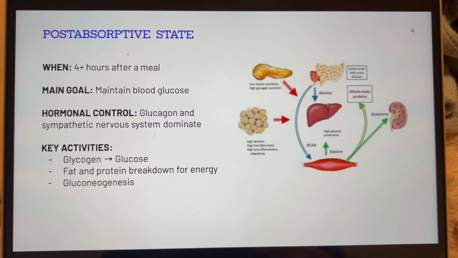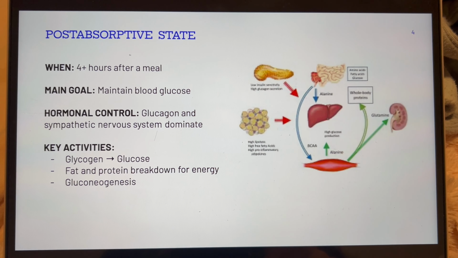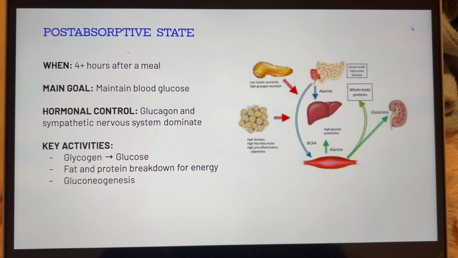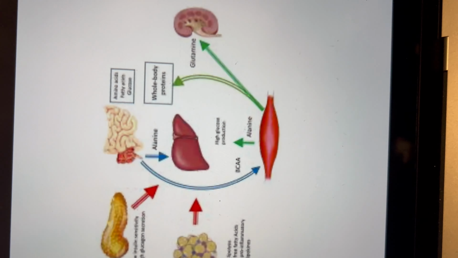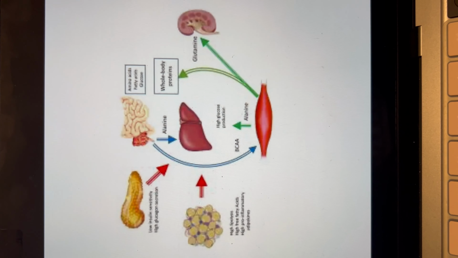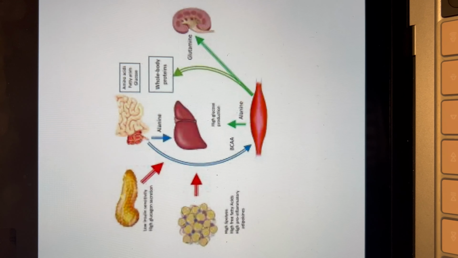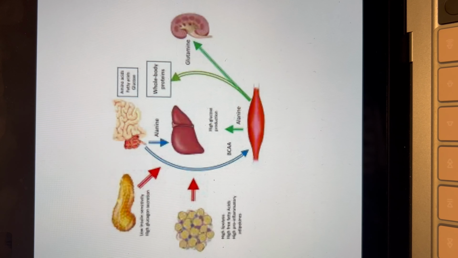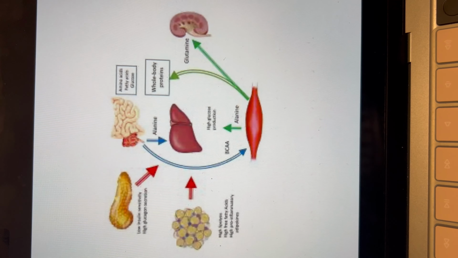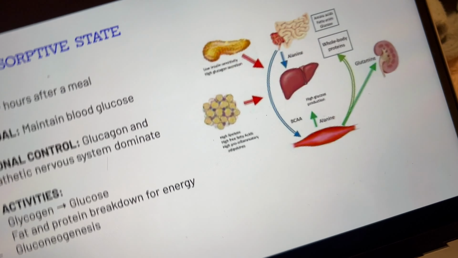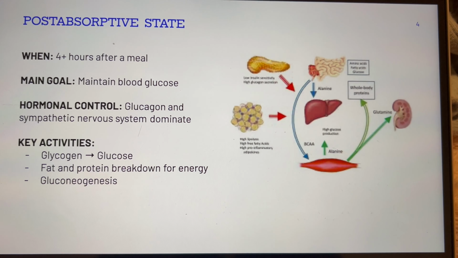So glycogen, fat, and protein breakdown, that is all going to be happening. If we take a closer look here, this is showing the different ways that is getting broken down. Amino acids, fatty acids, glucose, all getting affected by the nutrients that are coming in, but also maintaining that break that we need.